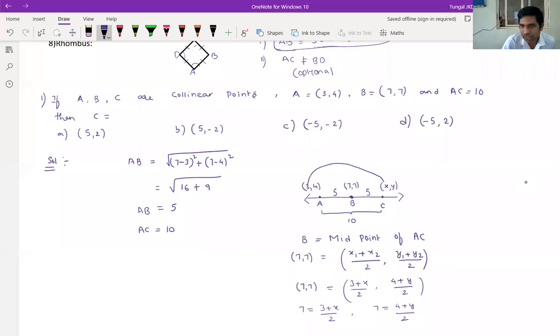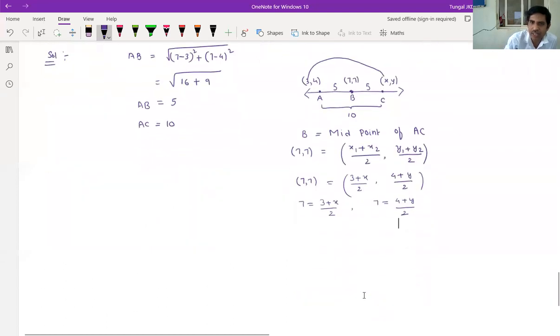So that position taken means A, B, C in order. If you take A, B, C in order, by the time we reach C, B is the midpoint of AC. So B point, what is that? 7 comma 7. If the midpoint formula is applied, we get the x value and y value.